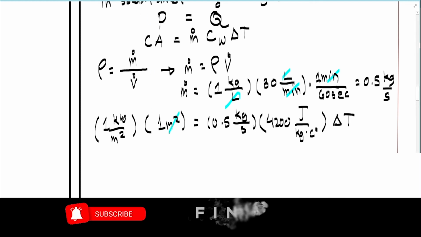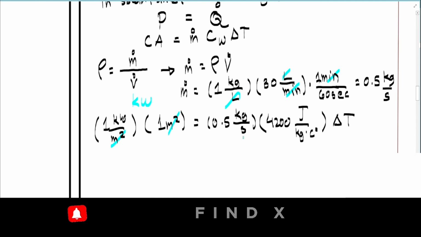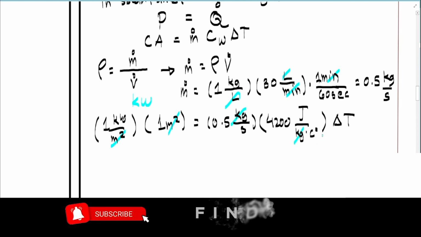Okay, so let's check the units first again. The square meter will be cancelled, so we'll be left here with kilowatts. Kilogram will be cancelled. And what else? Change in T is in Celsius, right? So we can cancel those, and we are left with joules per second. Now, joules per second is also watts, right? Joules per second is watts, but we have on the left side kilowatt.